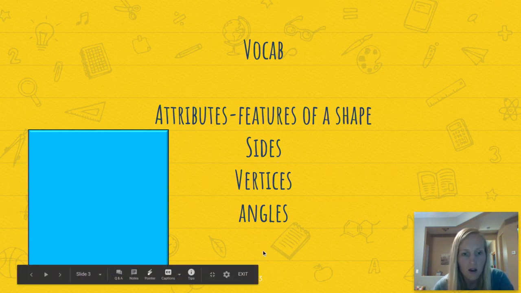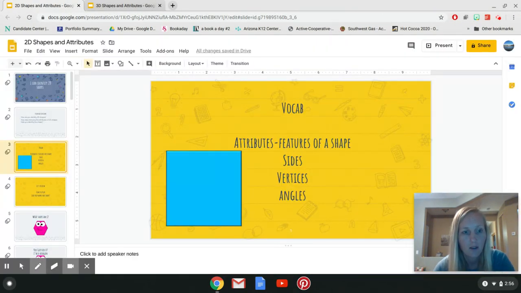What are the angles? Let me put up my tools. All right, I'm going to mark out all the sides for you. Sides are these lines right here. 1, 2, 3, and 4. And then I'm also going to look at another attribute, which is the vertices. Vertices are where those sides meet into the corner. So 1, 2, 3, and 4.